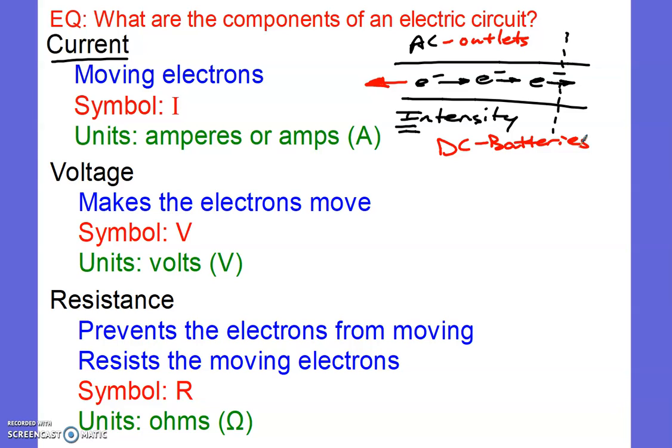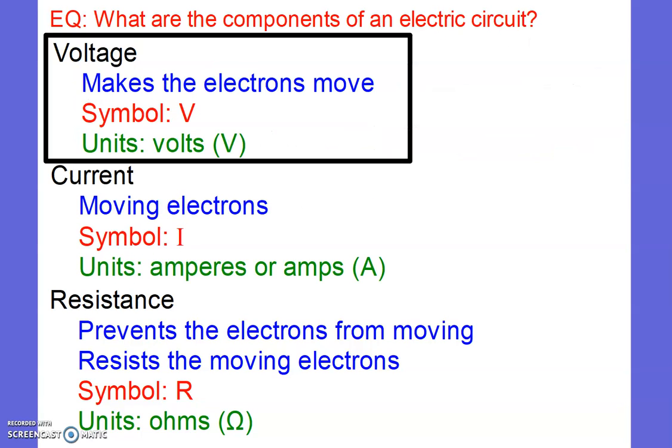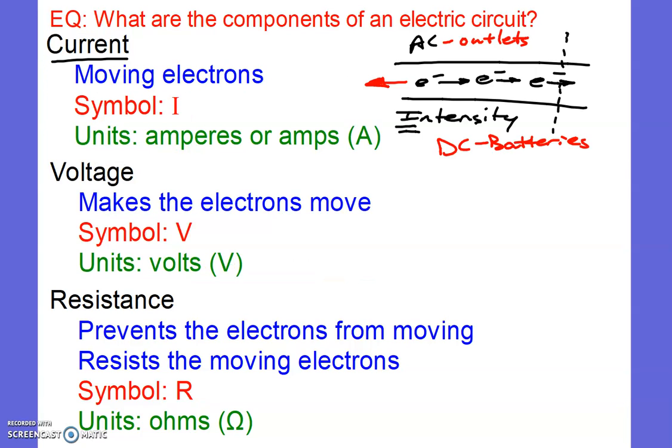Now, if we have electrons moving, the question is, what is making these electrons move in the first place? I mean, electrons just don't move on their own, and there's electrons already in the wire. So what makes the electrons move is the voltage. The voltage is kind of our power source here. And so it is what is pushing those electrons along.